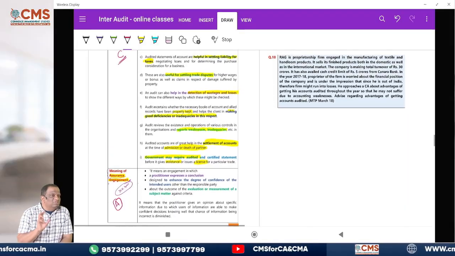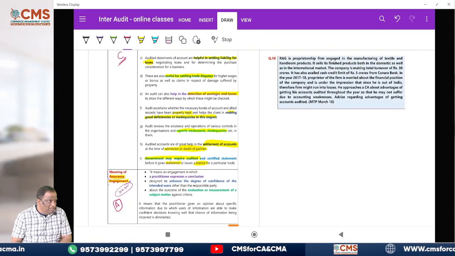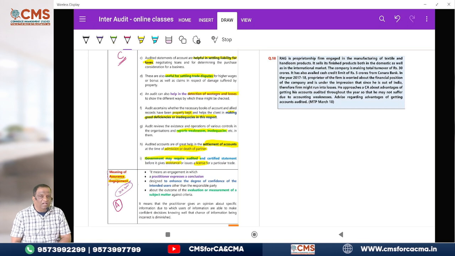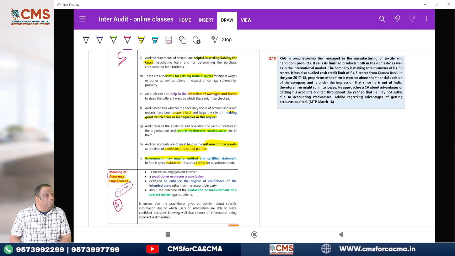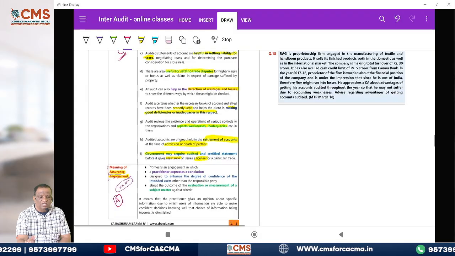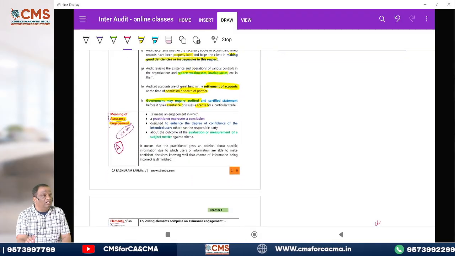Then engagement letter, who will issue to whom? Engagement letter, auditor to the management. And which letter is by the management to the auditor? Management representation letter. We will get into it. So this is chapter 1, which is a summary.